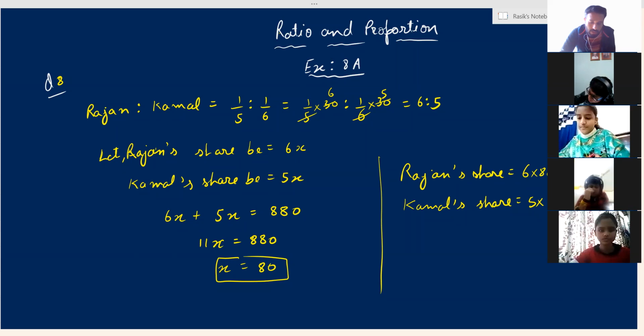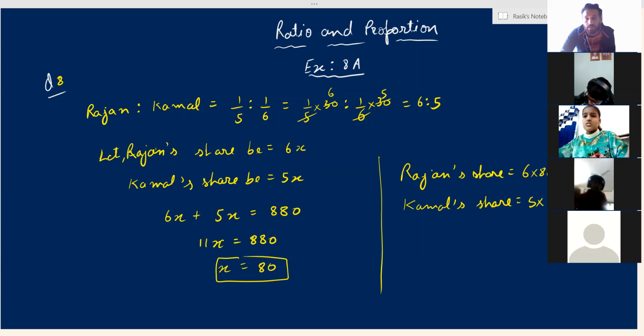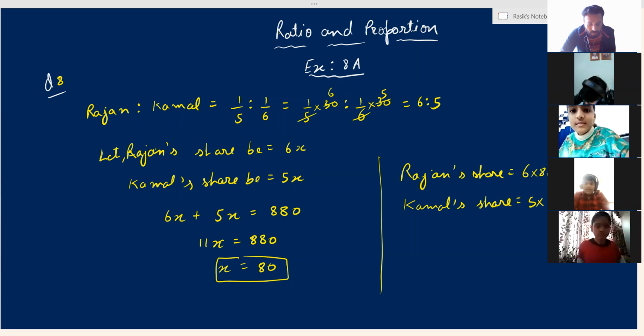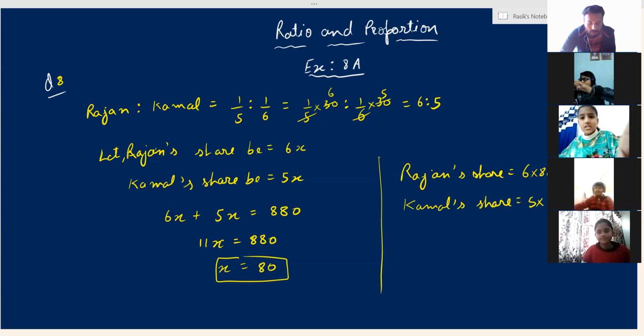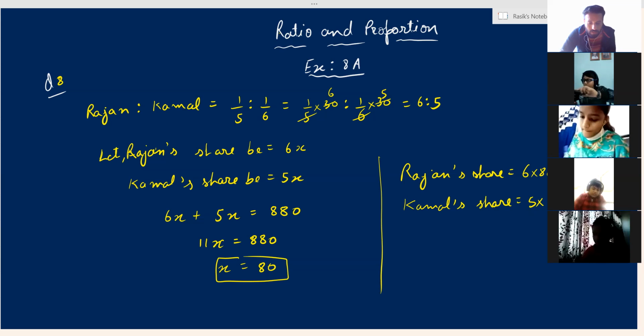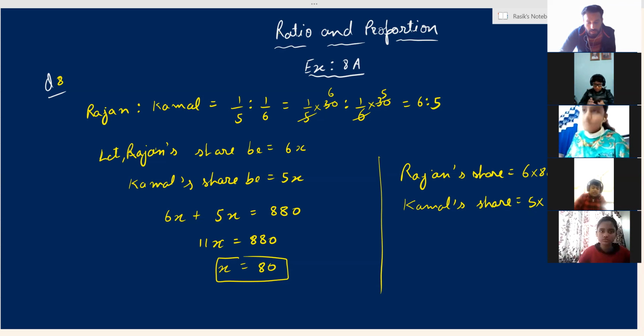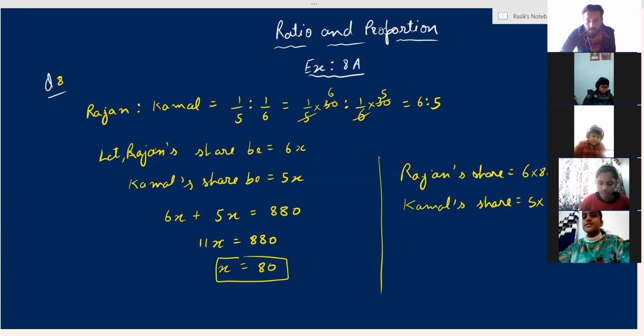The answer is correct. What about the other students from class 7th? Lakshvir, Utkarsh, why are you all not posting your answers? Sir, can I do the 10th question? Yes. So, was my answer correct? Beta, I'm just checking one by one. Your answer is correct. Sara, correct. Very good. Sara, just write the symbol of rupees.